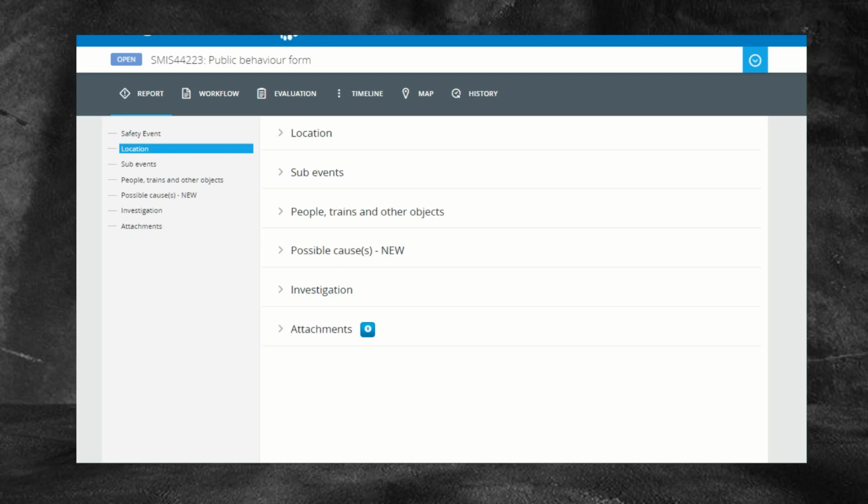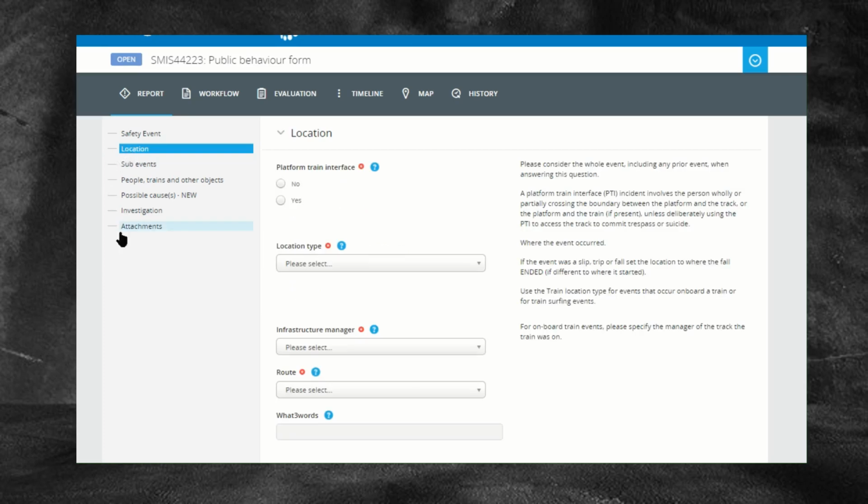So now we have opened the public behavior form, and let's head over to the location section. Remember, we are just looking at the location section in the context of person in a prohibited area. There are two key pieces of on-screen guidance that I want to point out.